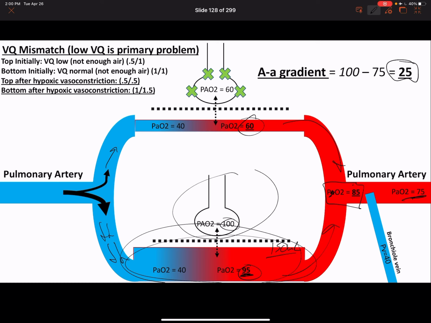If you look at the VQ mismatch, just notice that there was a VQ mismatch over here. This is all before. After we compensated, maybe this VQ mismatch is fine, but now this other one is a mismatch. So VQ mismatch in one part of the lungs will cause a different type of VQ mismatch, maybe in a different part of the lungs.